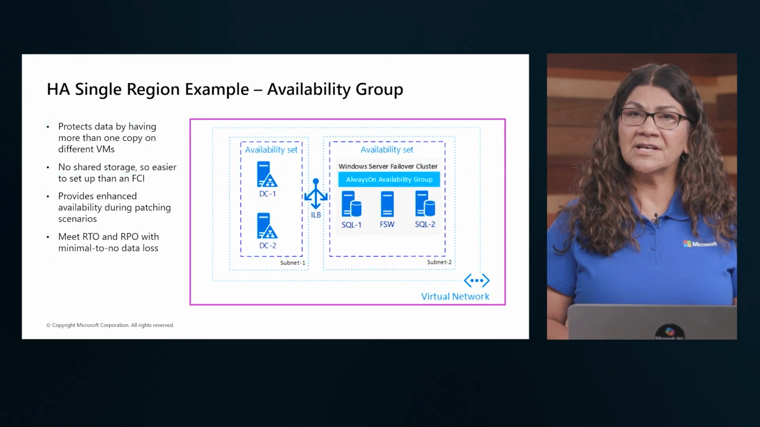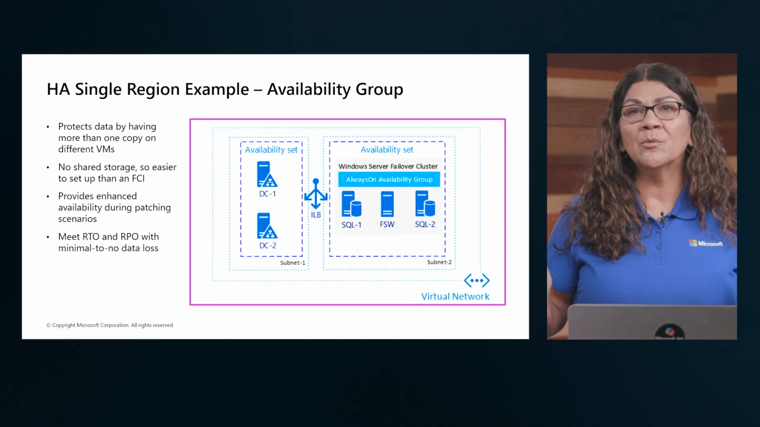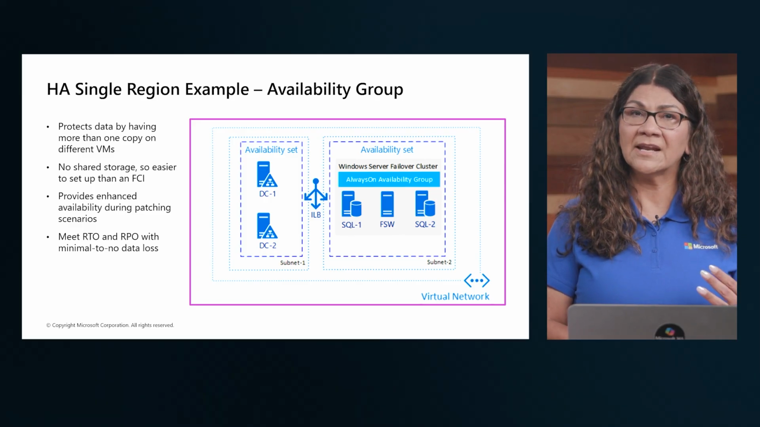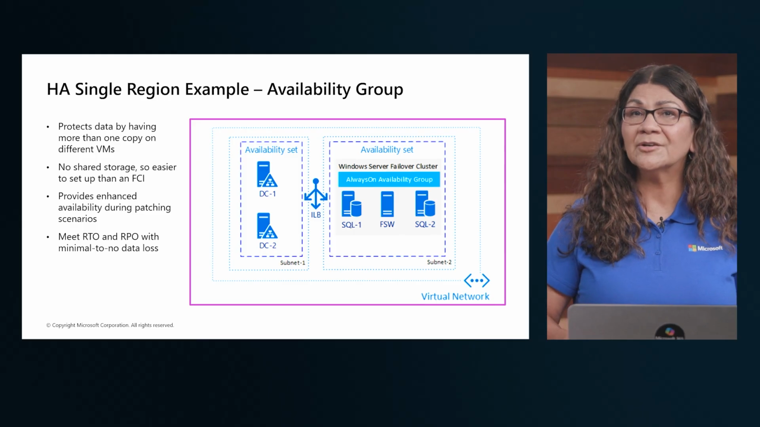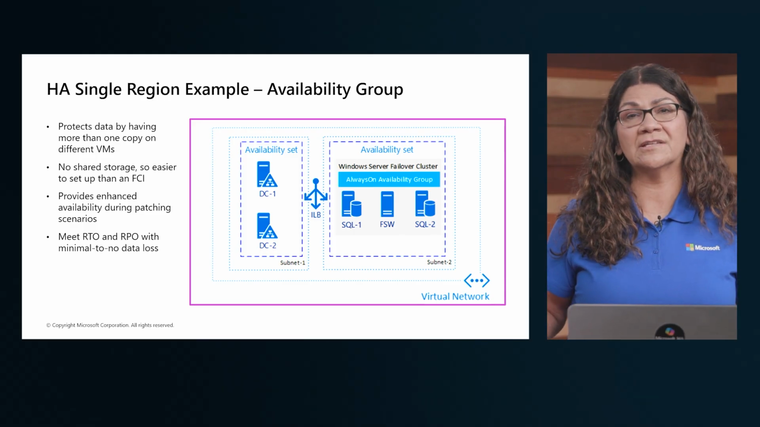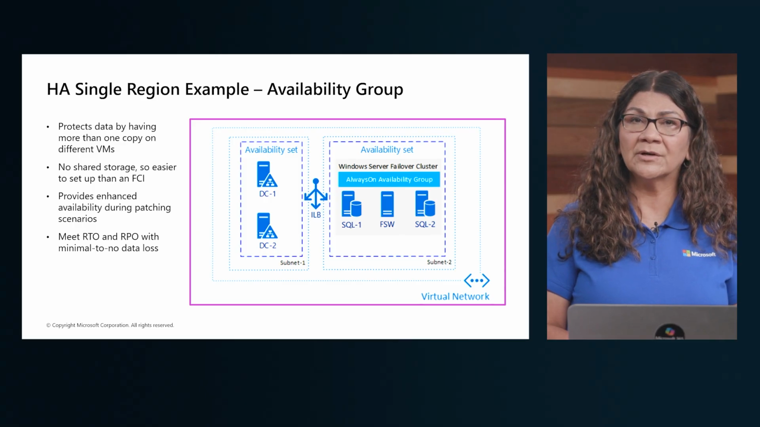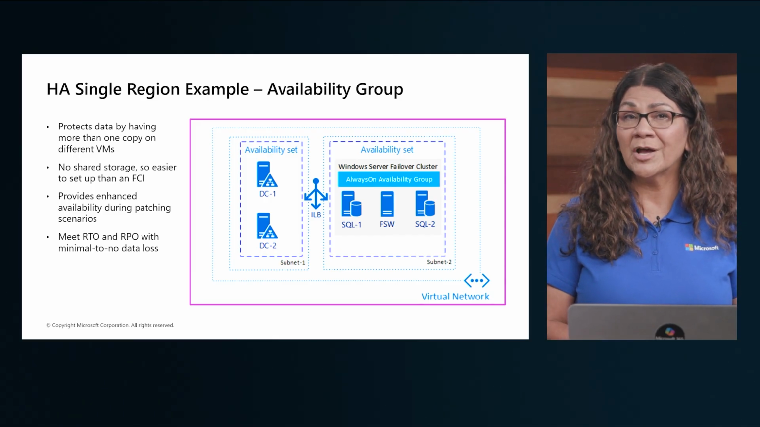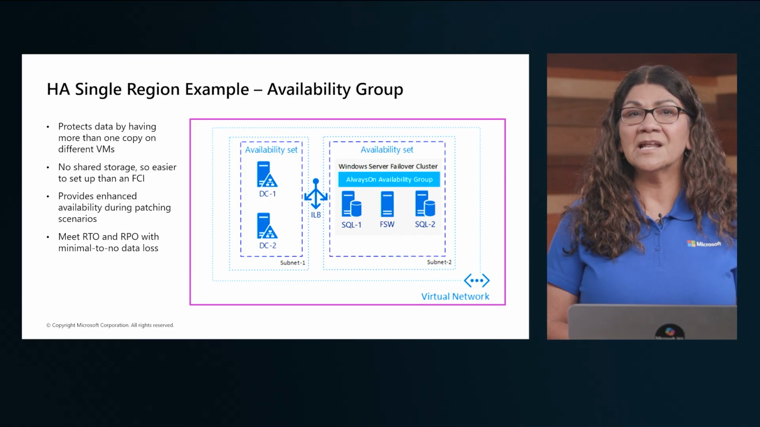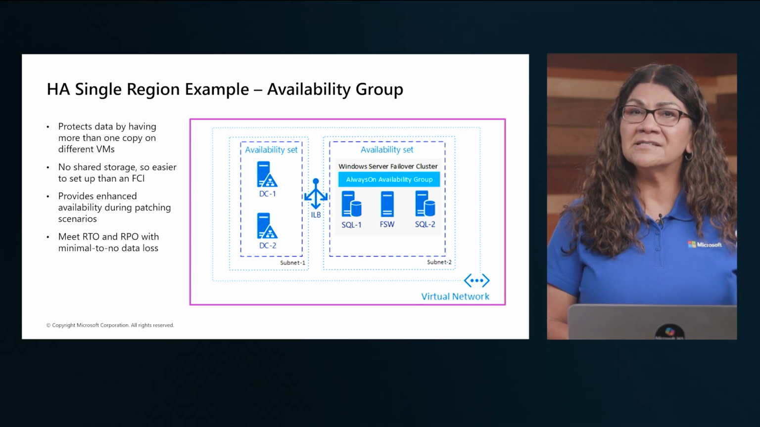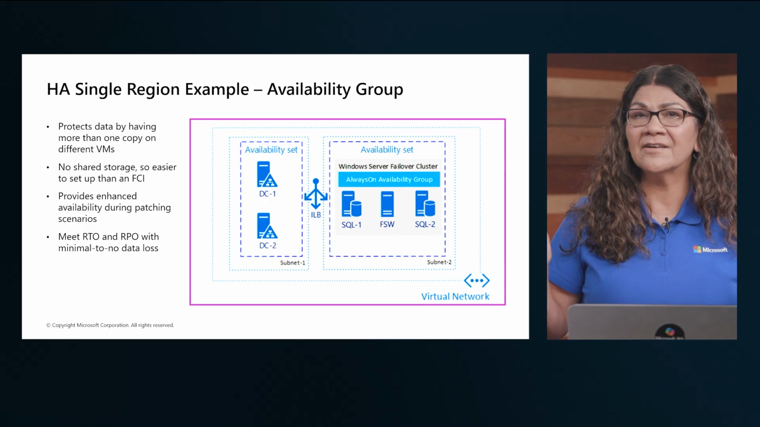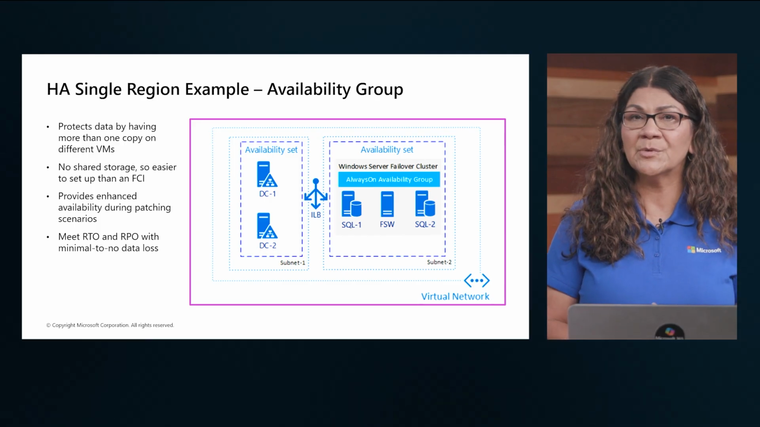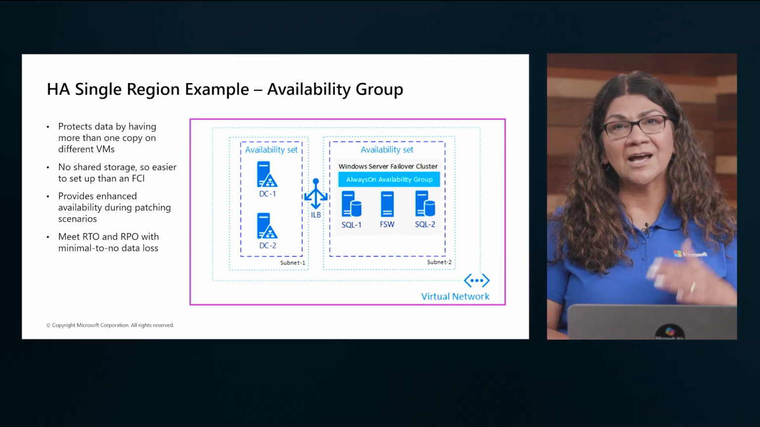High availability architecture using Always On availability groups within a single Azure region is designed to protect SQL Server data by maintaining multiple synchronized copies across virtual machines. It eliminates the need for shared storage like failover cluster instances, or FCIs, which simplifies deployment and reduces complexity. The setup includes domain controllers and SQL Server nodes distributed across availability sets and subnets, with an internal load balancer facilitating the communication.